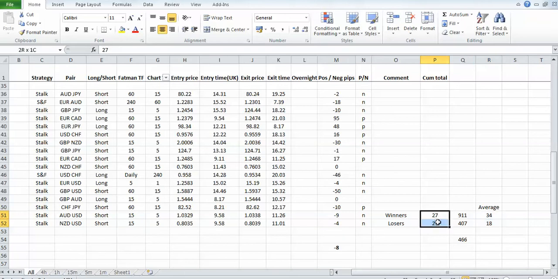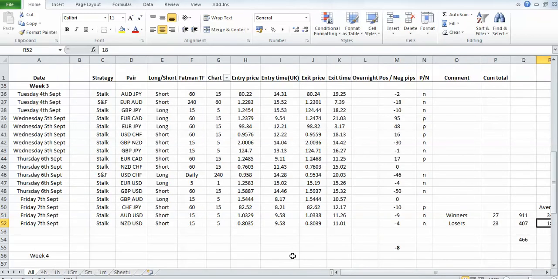It really doesn't matter what your winners to losers ratio is. Don't obsess about getting 6 or 7 out of 10 right. Even if you're getting 4 out of 10 right, if you're getting a ratio of 2 to 1 profit to loss average, you're still going to make money. Okay, so that's the key.